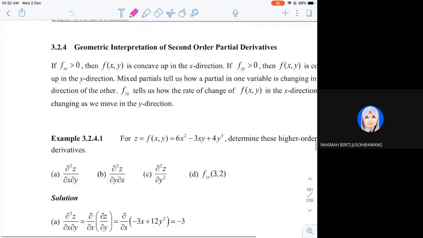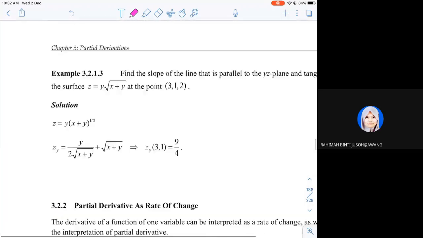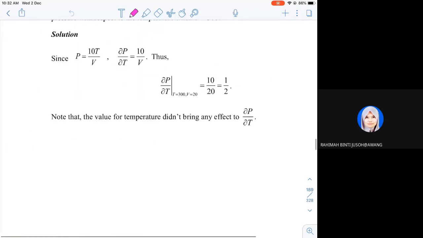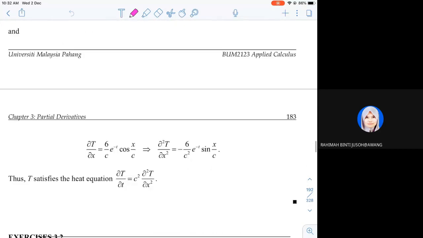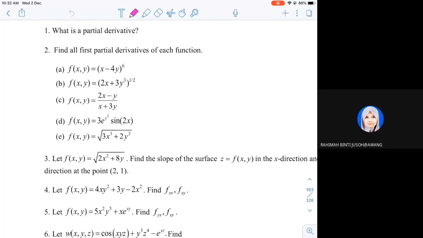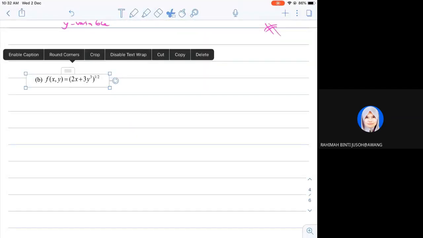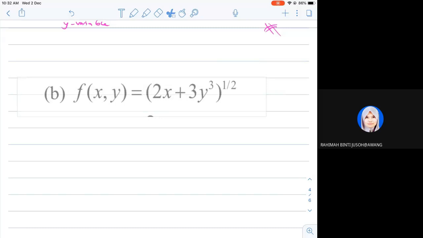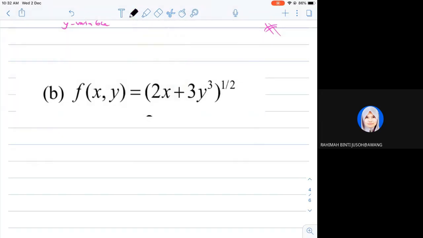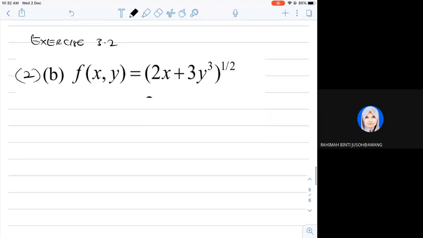Okay, there is one wrong answer that I noticed. Wait a moment. Okay, exercise 3.2, yes, here. Let's look at this. Let's say we look at question 2b, the power of half. Question 2b, the answer at the back is wrong, I noticed earlier. Okay, so let us solve this exercise 3.2. Question 2b.